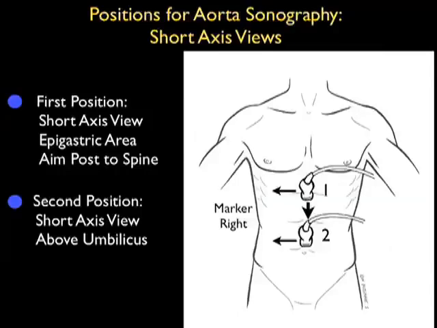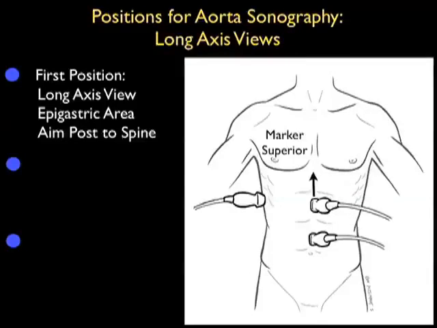Then we should slide the probe inferiorly to probe position 2 here as shown in the supraumbilical region. This will allow us to visualize the entire part of the abdominal aorta all the way down to bifurcation. We should complete the examination of the aorta by looking at the aorta in a long axis plane.